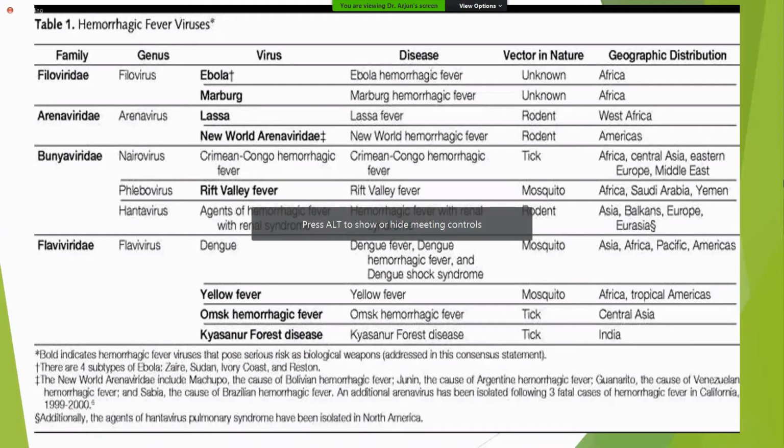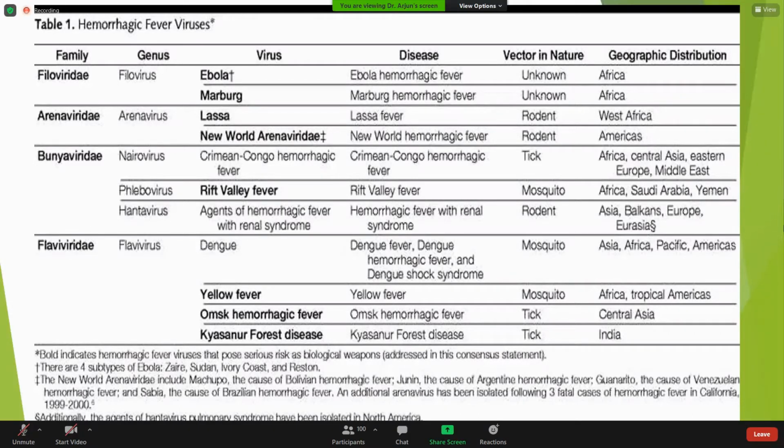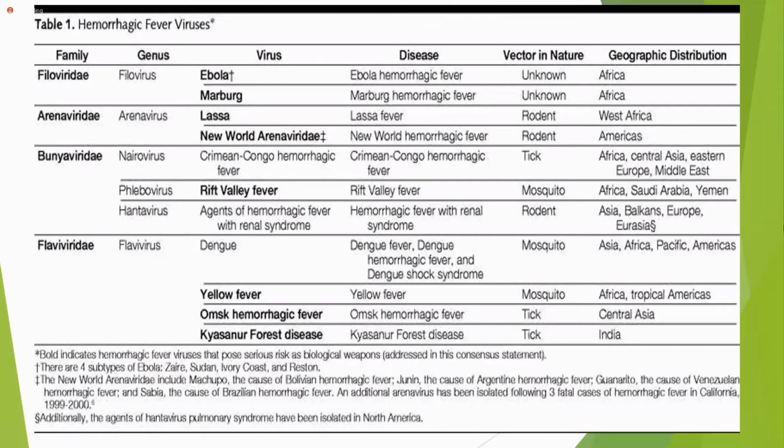Vector is mosquito, and geographical distribution is Africa, Balkans, Europe, and Eurasia. Then there's dengue fever, which is the most common among them, and the vector is mosquito. And the geographical distribution is Asia, Africa, Pacific, and Americas. Yellow fever, the vector is mosquito, and the geographical distribution is Africa and tropical Americas.